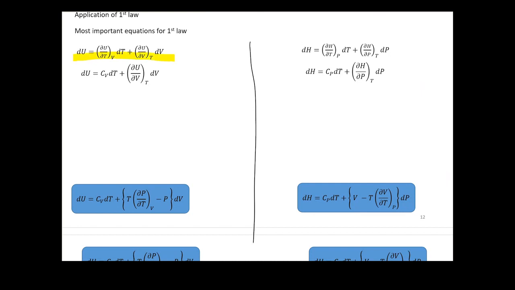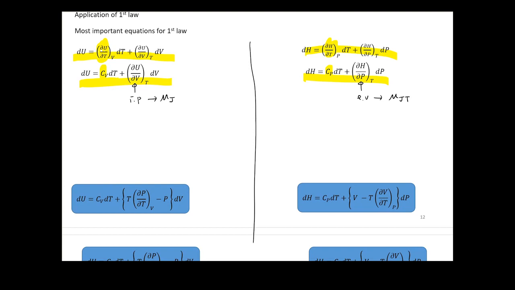dU is equal to partial U partial T at constant V times dT. And then if you can recognize this is your CV, this is your CP, then you can write out this equation as well. From here, you should know that this is actually the internal pressure. And then you should know the definition of your mu_J. This is the excluded volume and then eventually leads to the mu_JT. So based on the things you learned so far, that's pretty much all the equations you can get.